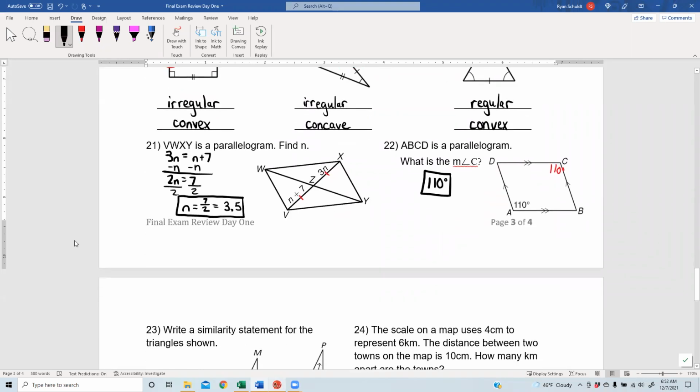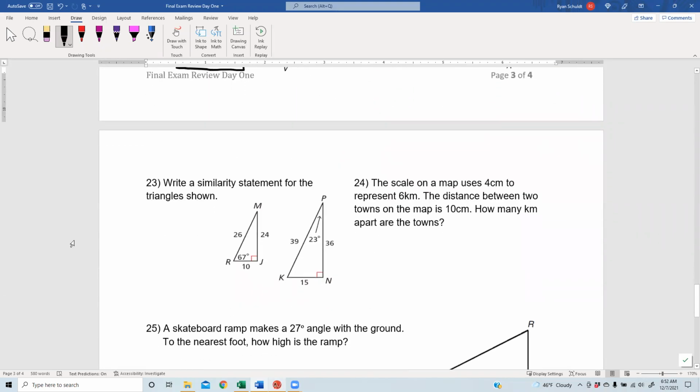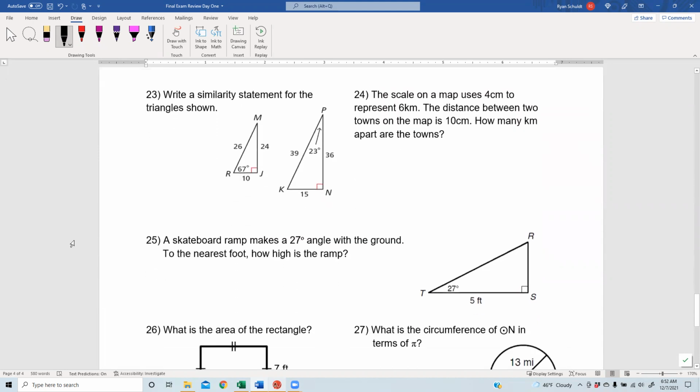There's page 3. Now for the last page. Page 4. It says write a similarity statement for the triangle shown. A similarity statement is just saying one triangle is similar to another triangle. That's it. So the easiest way is to match up your corresponding angles.